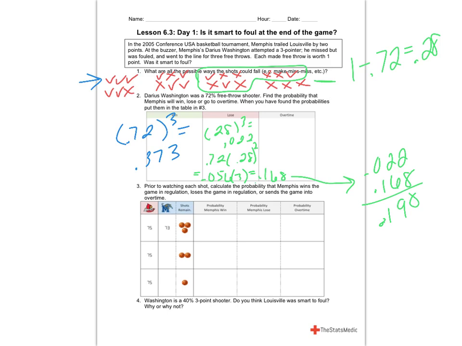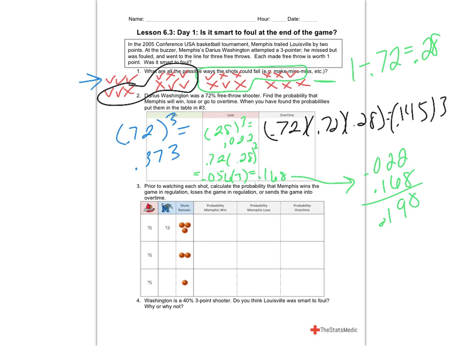Now, if I wanted to see if they would go into overtime, overtime is 2 makes and 1 miss. There are various combinations of those, and basically that's this chunk right here. If I have 2 makes and 1 miss, that's 0.72 times 0.72 times 0.28, which gives me 0.145. But again, there are 3 ways that I can do that. So when I multiply that by 3, I get a 0.435 probability that they would tie and send it to overtime.